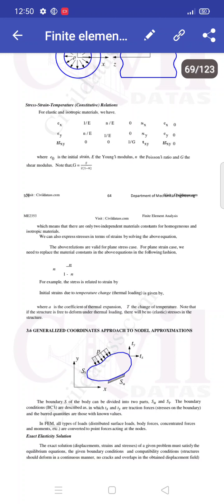Where alpha is the coefficient of thermal expansion, then ΔT is the change of temperature. Note that if the structure is free to deform under thermal loading, there will be no stresses in the structure.